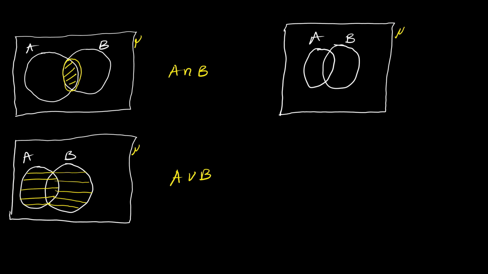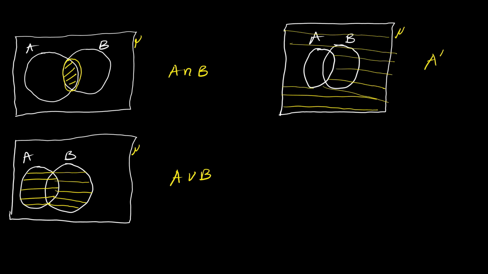So if I have to look for A complement, which is A prime, these are the elements that are in the universal set that are not in set A. And that will range over all the sets except that circle marked A. So every element that we have outside of circle A forms the part of our A complement, which is A prime. So this is the set representing A complement.